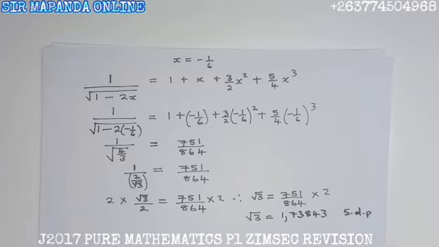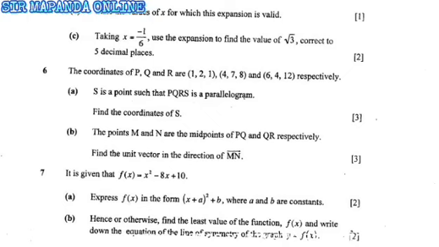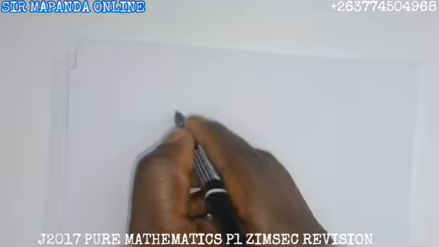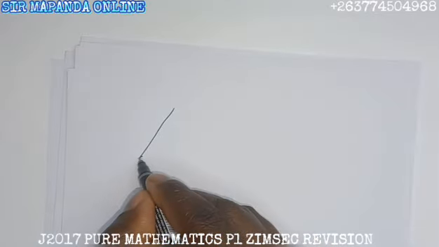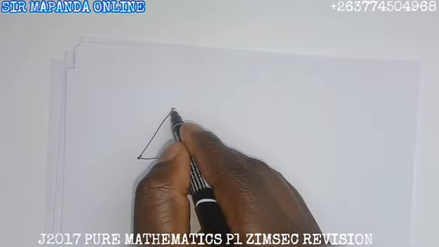Let us move on to question number 6. It reads, the coordinates P, Q, and R are (1, 2, 1), (4, 7, 8), and (6, 4, 12) respectively. S is a point such that PQRS is a parallelogram. Find the coordinates of S. Right, so you first of all sketch the parallelogram.